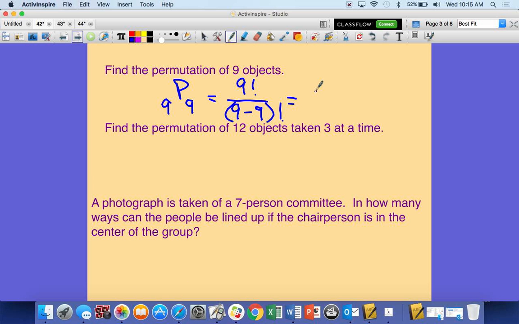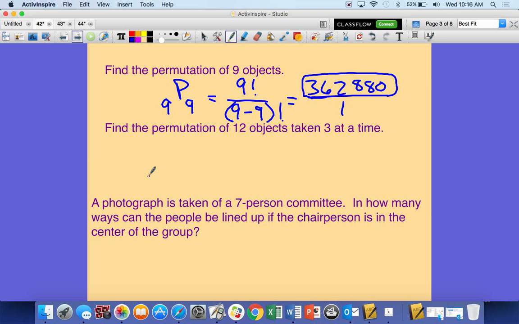Alright, so on the top we've got 9 factorial, which is, this one's a little bit bigger, so 362,880, divided by 9 minus 9 is 0, 0 factorial. If you type that into your calculator, you're going to get a 1. Because whatever this is, we're always going to have a group there, so we're always going to divide by 1 here. So then our answer is simply 362,880.